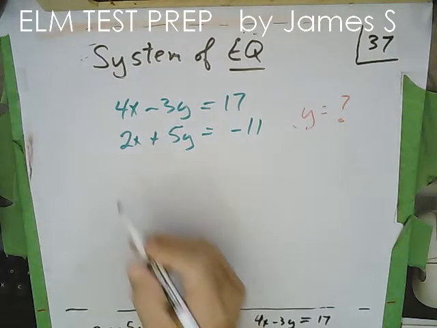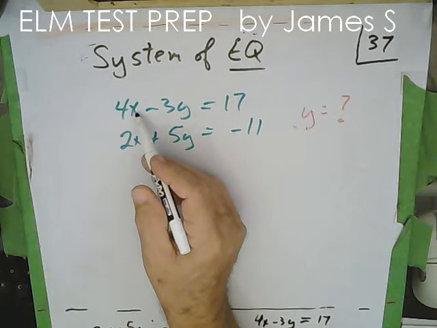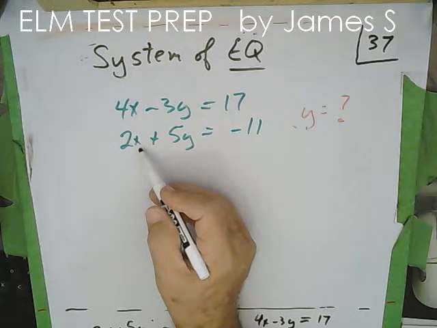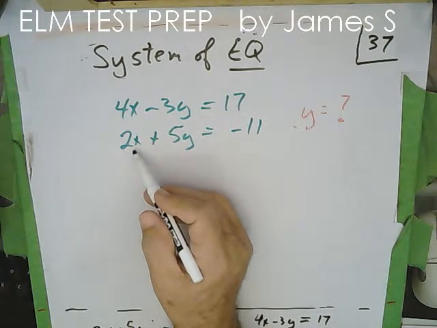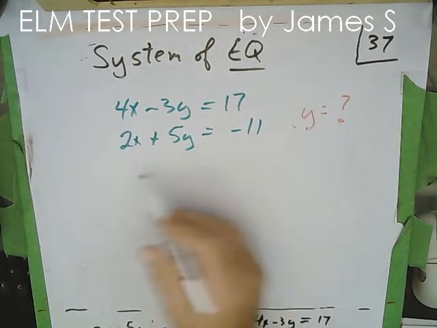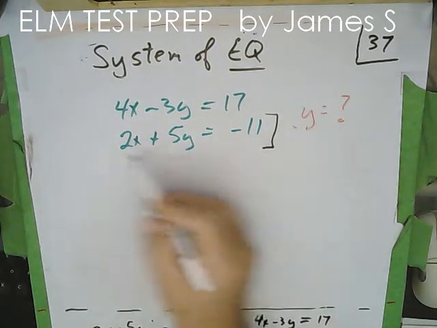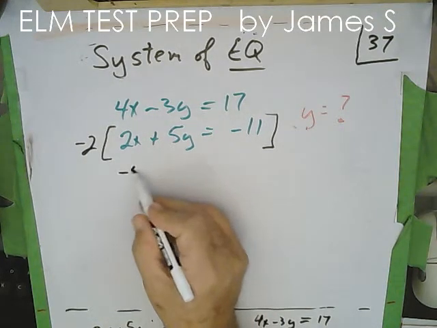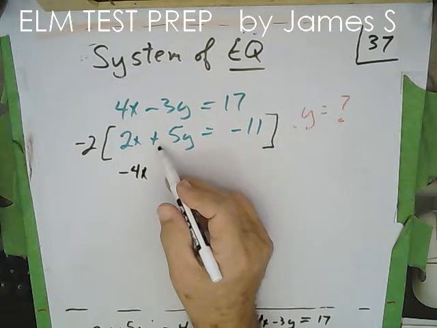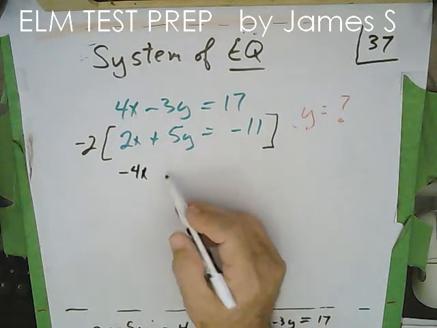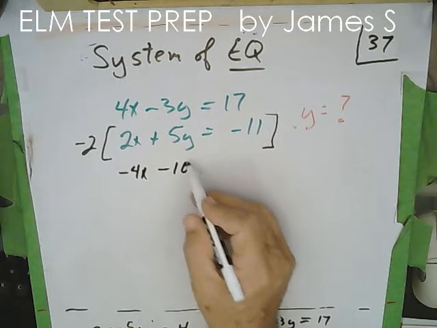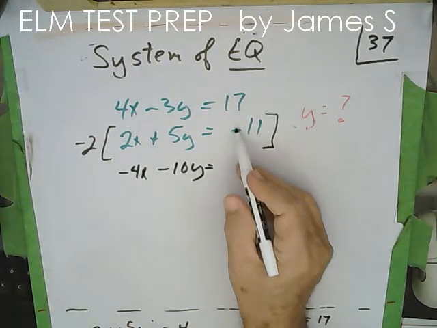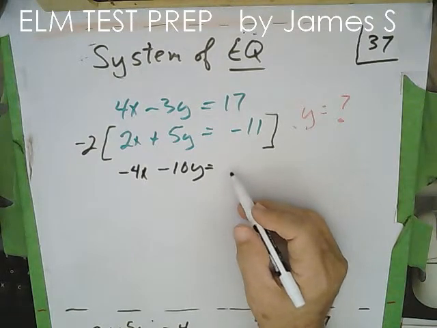But what I want to do is, I see that 4x is twice the 2x. So what I'm going to do is I'm going to double this and make it, I'm going to multiply by a minus 2. So I'm going to multiply both sides by a minus 2. Essentially, I'm going to take the whole equation and multiply by minus 2. Well, that'll give me a minus 4x, minus times a plus is a minus. 2 times 5y will be minus 10y. And a minus times a minus will be a plus. 2 times 11 is 22.